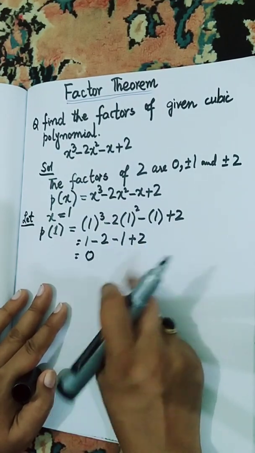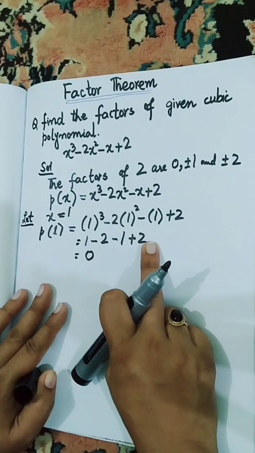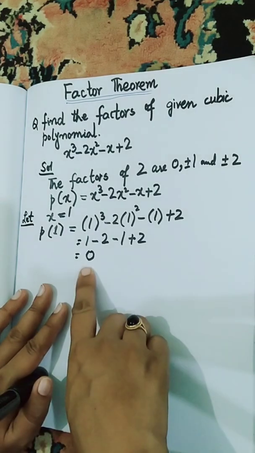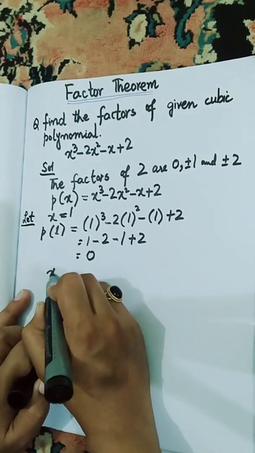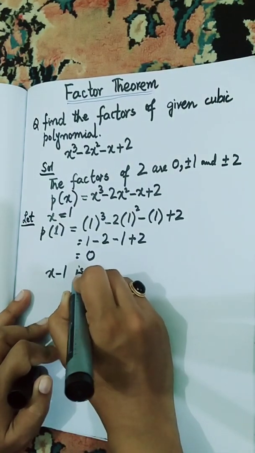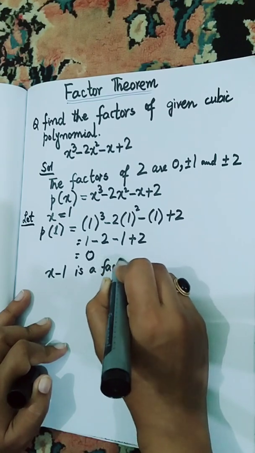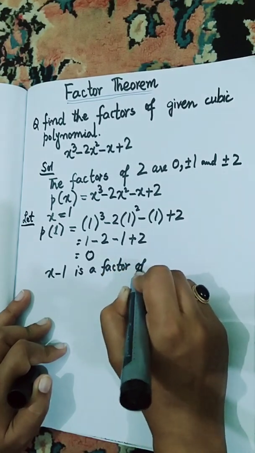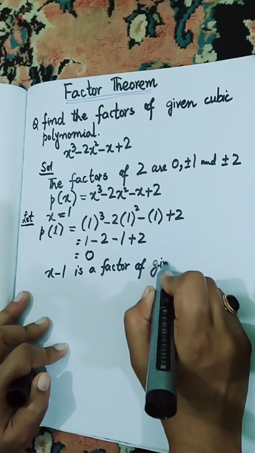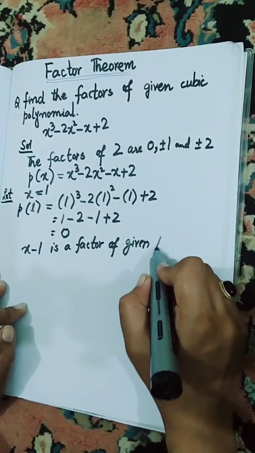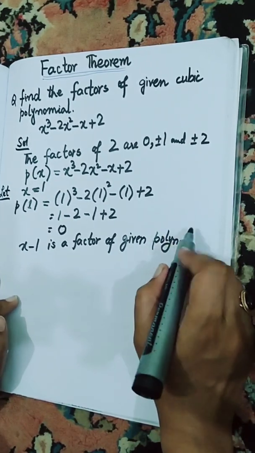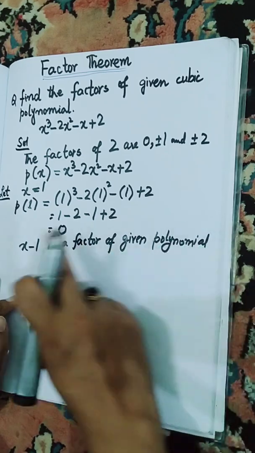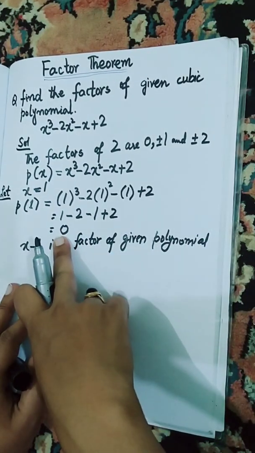This is the same procedure which we did for the remainder theorem, and we know that if we have remainder as 0, it means that x minus 1 is a factor of the given polynomial. By chance we got remainder as 0.